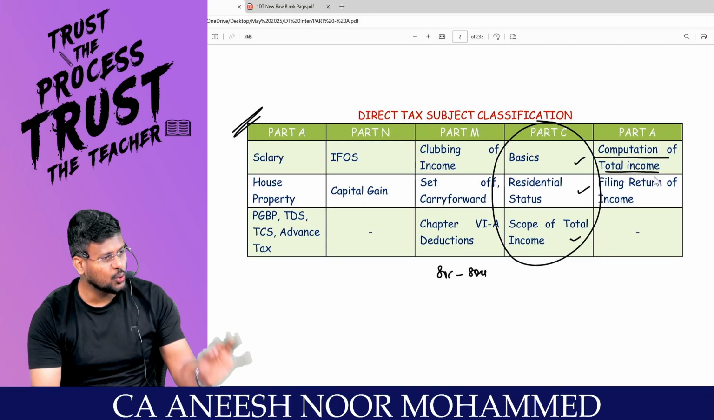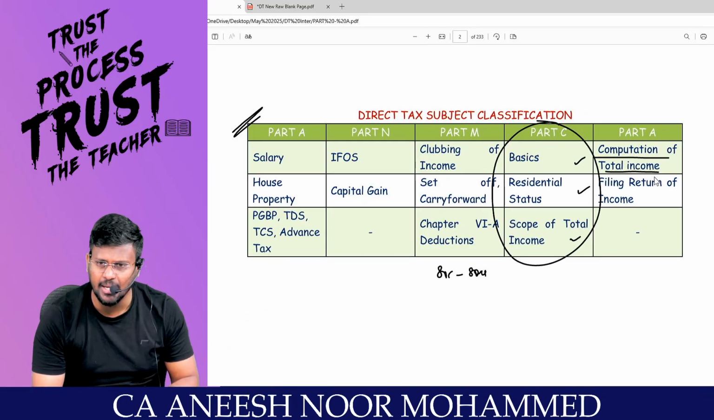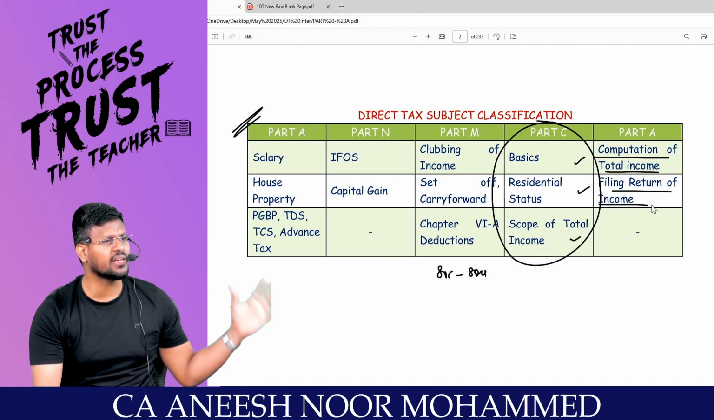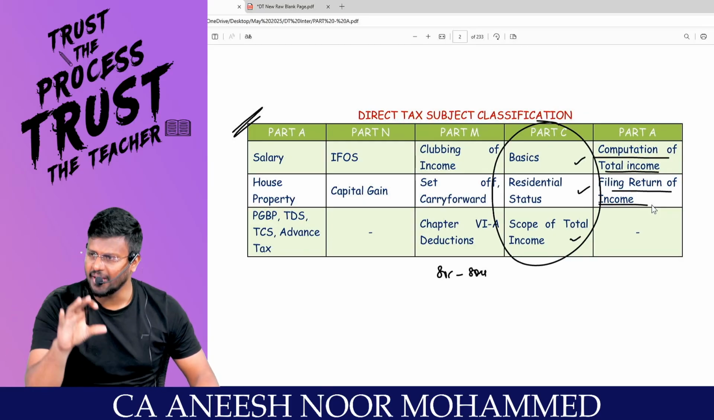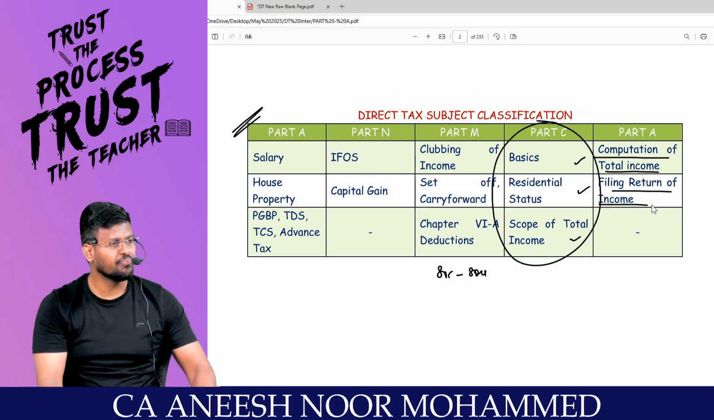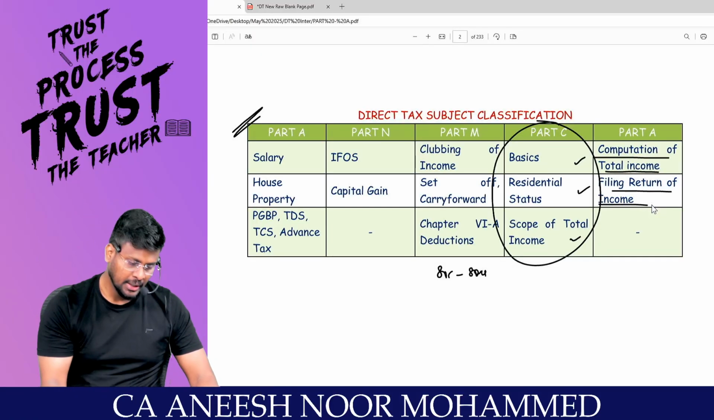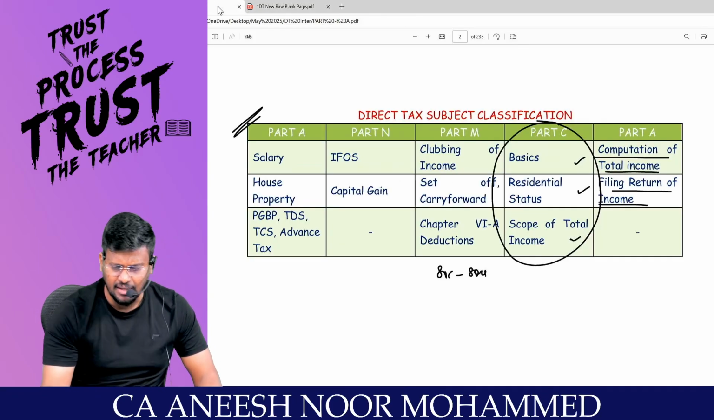Then, once you compute the total income and tax payable, you know that this much is the amount of tax to be paid. Just file your return of income to the income tax department that last year I have earned this much income. This is my tax and this is my return of income. That's it. This is how the subject moves. Comfortable? In that we are going to start with the first topic for the day called income from salary.